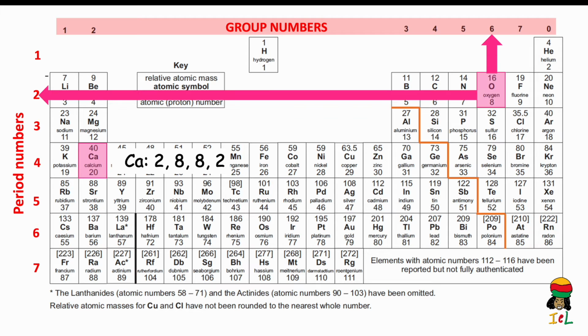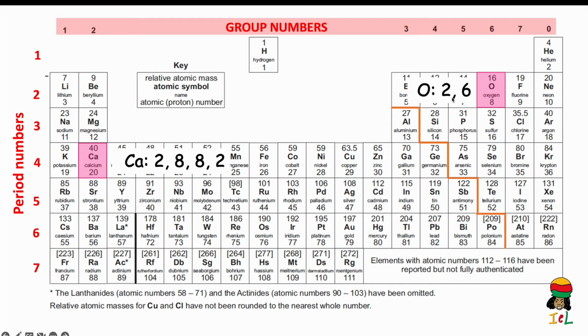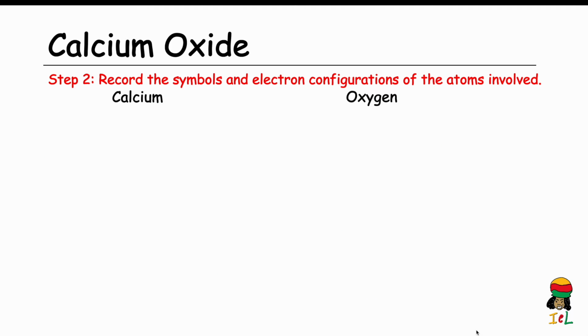Oxygen has the symbol O. It's located in period 2 and group 6. Therefore, oxygen has 2 shells with 6 electrons on the last shell. Consequently, the electron configuration for oxygen is 2,6: 2 electrons maximum on the first shell, and the second shell, which is the last shell, has 6 electrons because oxygen is in group 6. We can now complete step 2 by recording the symbol and the electron configuration for calcium and oxygen.